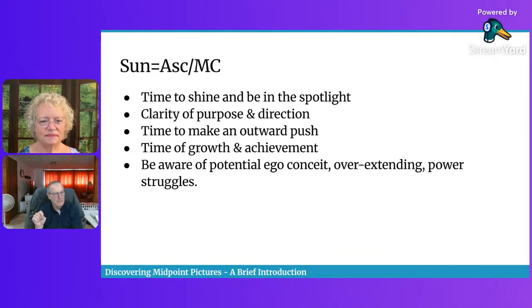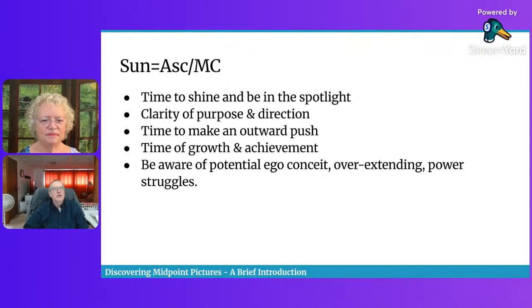Okay, so when the sun equals the ascendant or MC, it's a time to shine and be in the spotlight. Now remember, that's your personal and your public image. This is developing who you want the world to see you as, in terms of your person and in terms of your profession. So doesn't it make sense that if the sun is shining a light on it, it's going to do that for the reason of bringing you out so that people can see you? Okay. It also can be a time of clarity of purpose and direction.